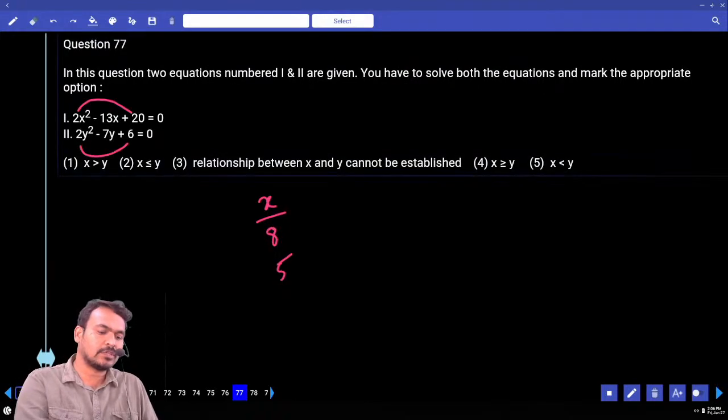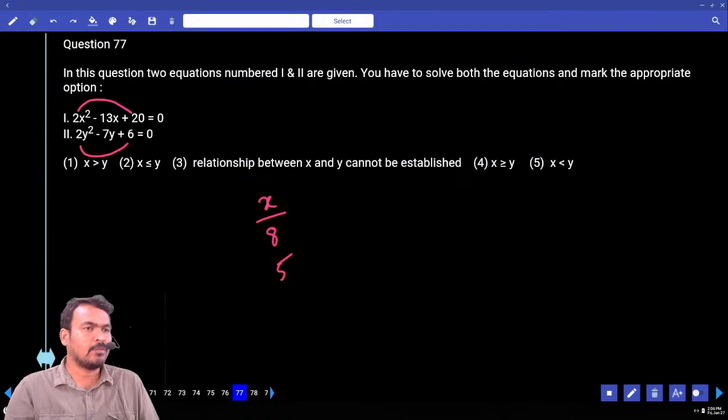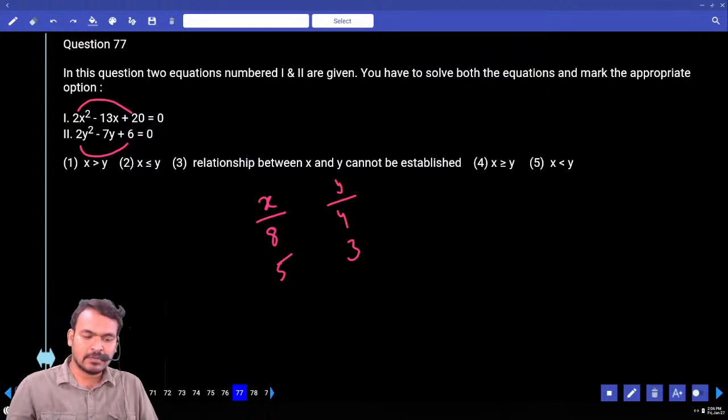Second one: 2 into 6 is how much? 12. Product will be 12, sum will be −7. Then the final roots of y are +4 and +3, right? 8 compared to 4, 3: greater. 5 compared to 4, 3: greater. What is the answer? x is greater than y.